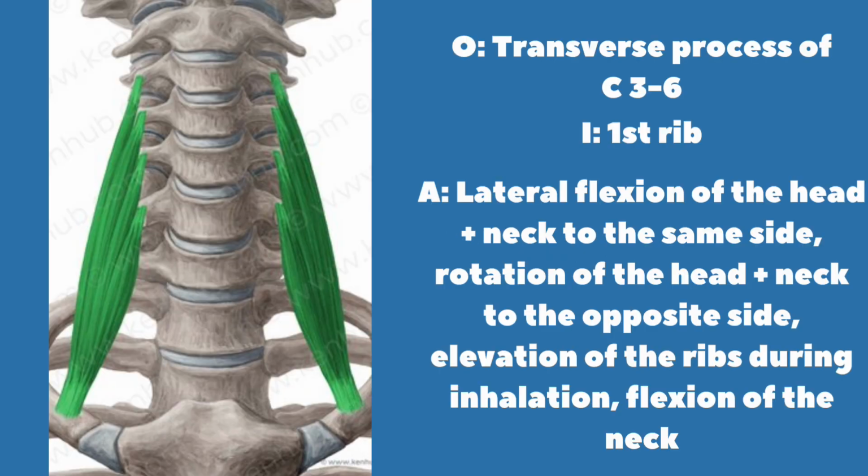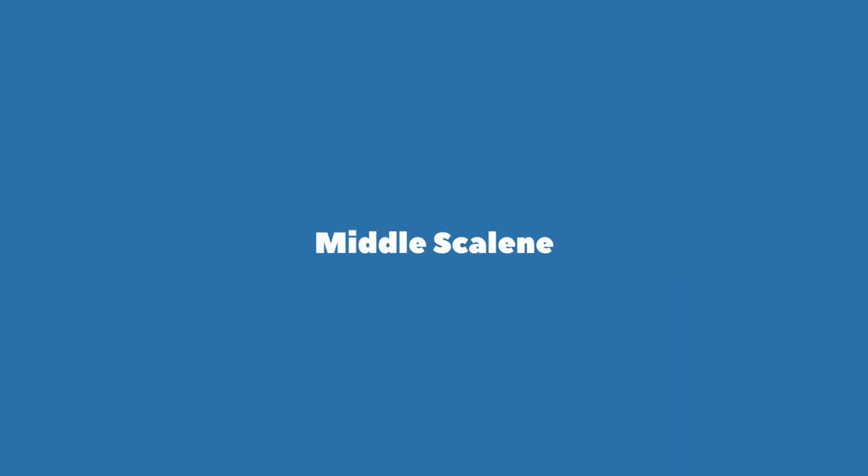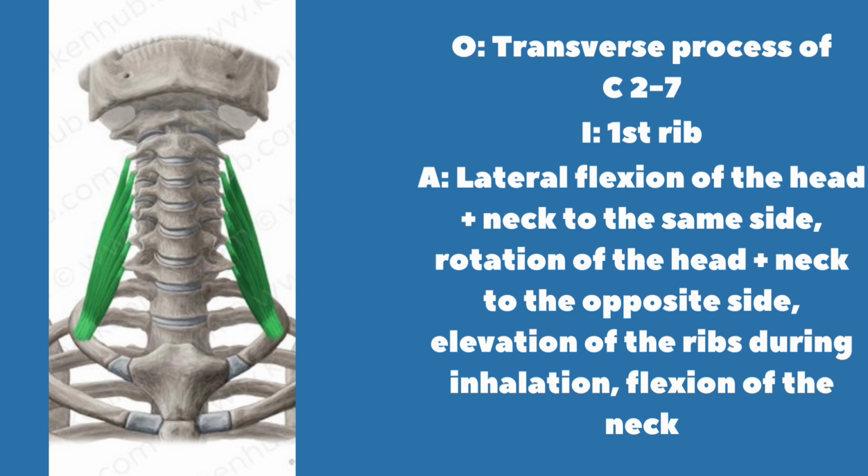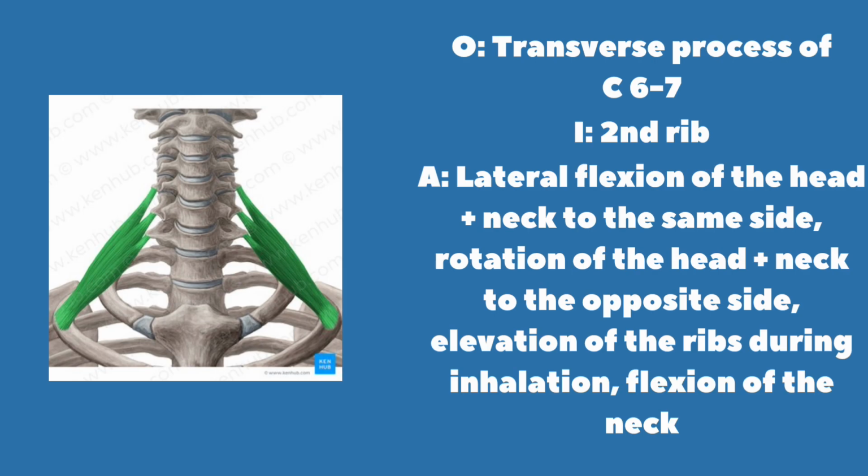Anterior scalene originates the transverse process of C3 through 6 and inserts at the first rib. The middle scalene originates the transverse process of C2 through 7 and inserts at the first rib. The posterior scalene originates the transverse process of C6 through 7 and inserts at the second rib.